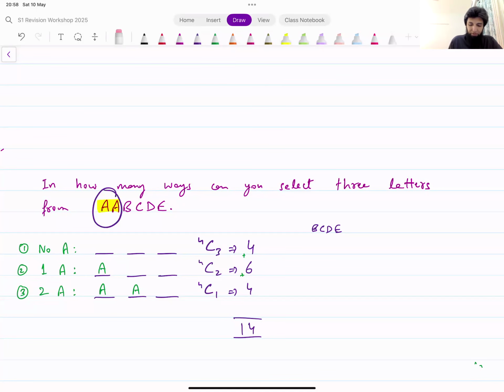A's are repeated, so we consider the possible cases for A. One possible case could be that there is no A, and we have to select 3 letters. So out of the remaining 4 letters, we have to select 3. That's 4C3. That turns out to be 4.